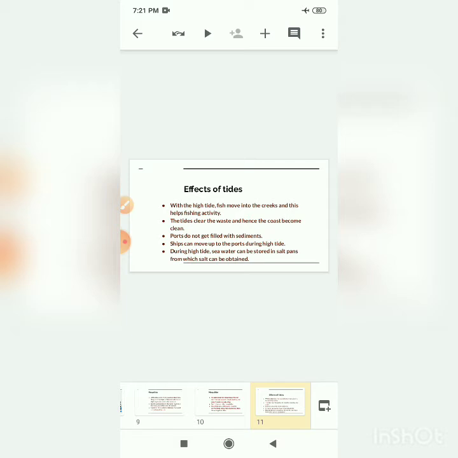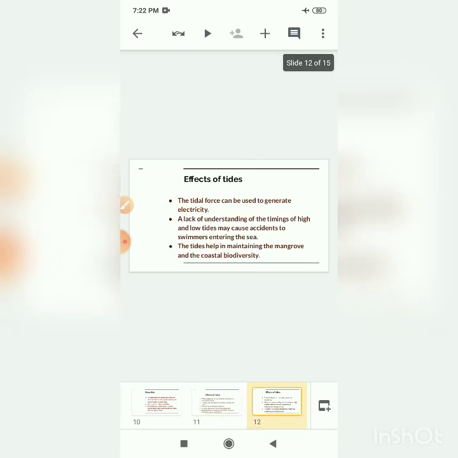Next point, what is the effect of tide? During high tide, sea water can be stored in salt pans from where we can get salt. Next, the tidal force can be used to generate electricity. So tidal force is what? It is the force of a tide.